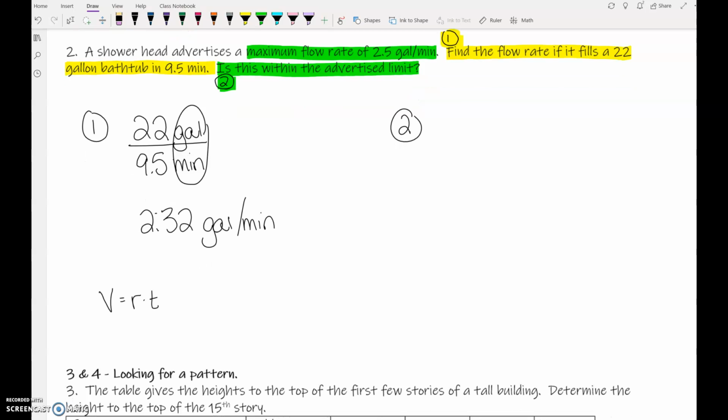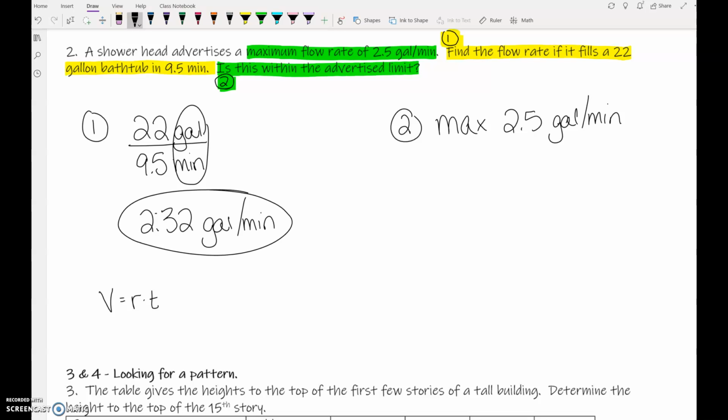For part 2, they're saying that the maximum flow rate advertised is 2.5 gallons per minute. So the question is, is our flow rate of 2.32 gallons per minute within the advertised limit? Yes.